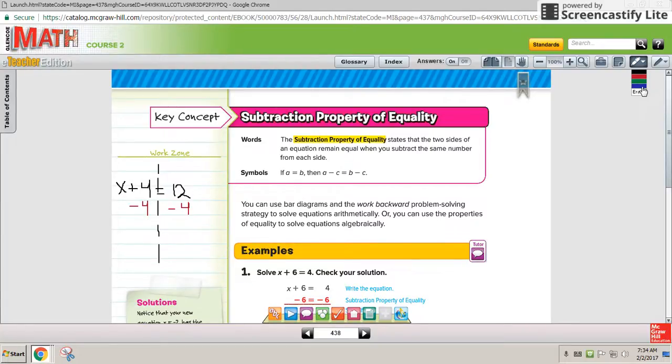So the subtraction property of equality says that in an equation, if you subtract the same number from both sides of the equal sign, the equation is still equal. So notice that I chose to subtract 4 so that those would cancel, and I get the solution x equals 12 minus 4 is 8.